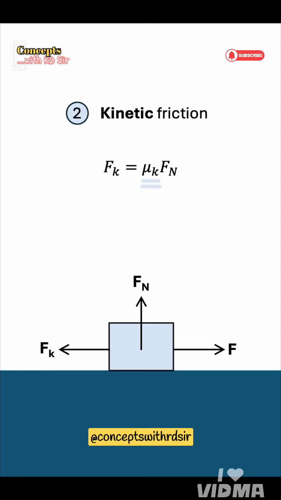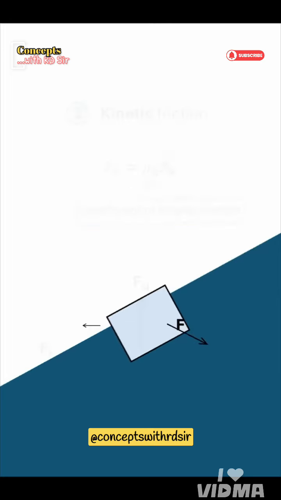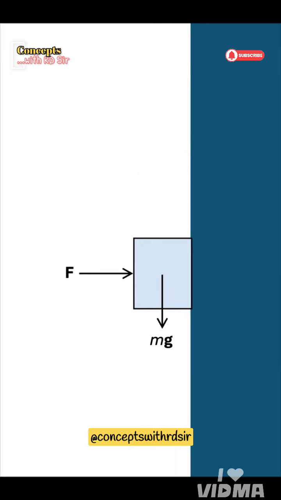μk is the coefficient of kinetic friction, which for a given surface is smaller than the coefficient of static friction. And that makes sense because if you think about it, it's more difficult to make an object start sliding than it is to keep it sliding if it is already sliding. Makes sense?